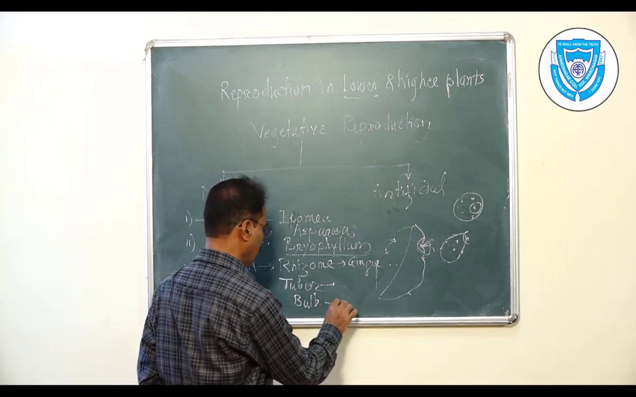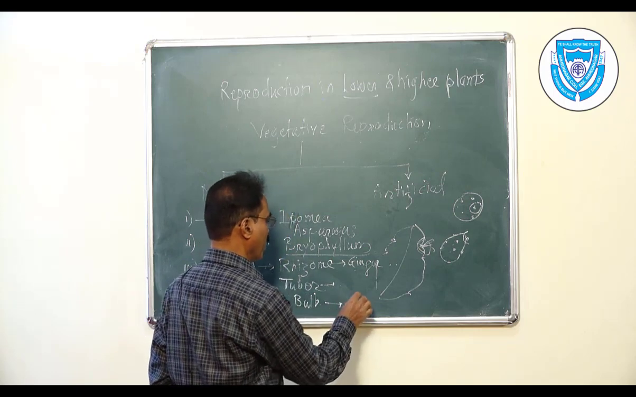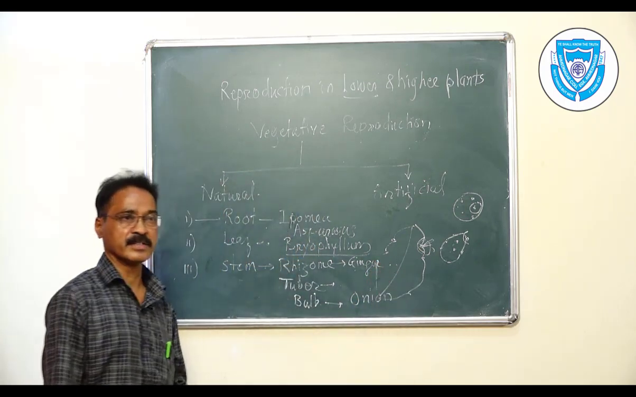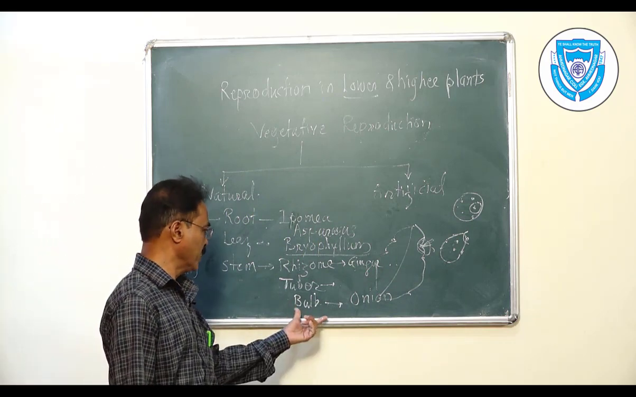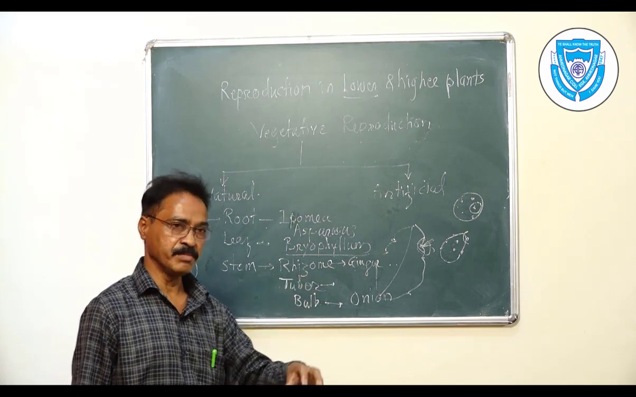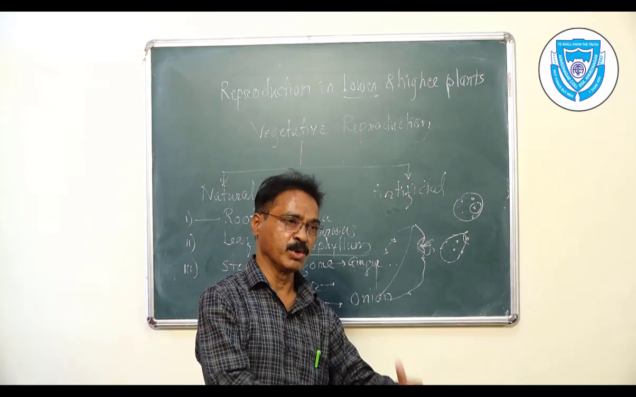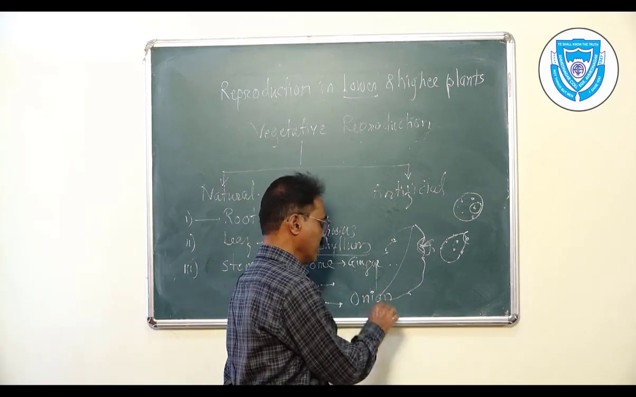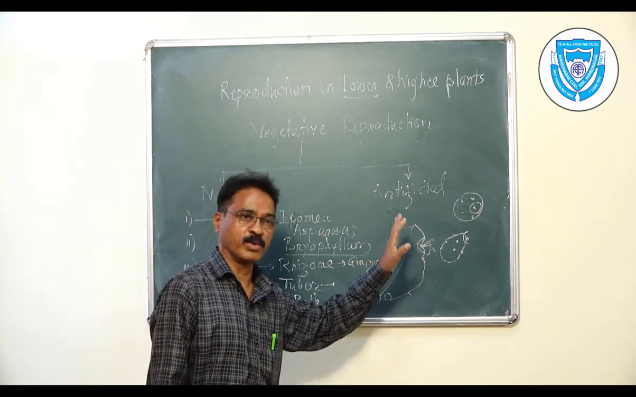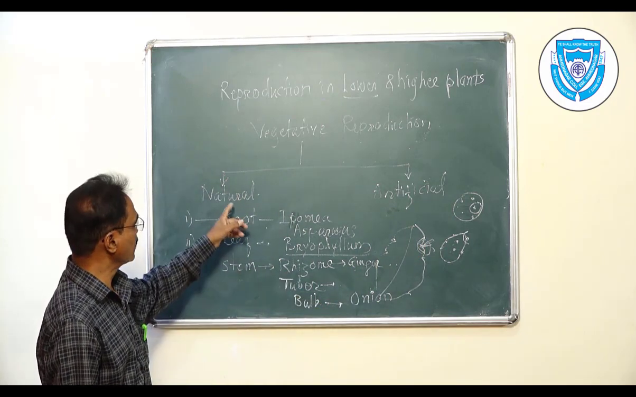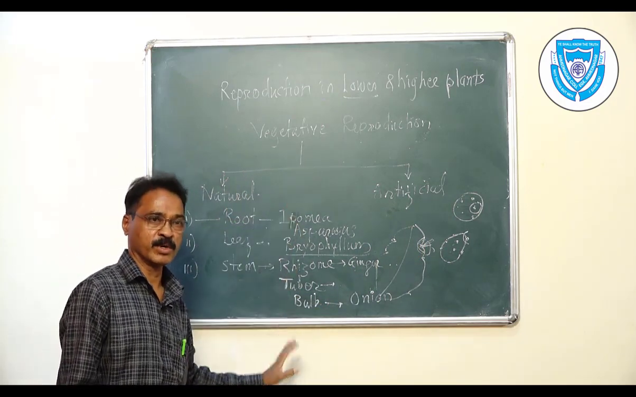And the last one is the bulb, and the best examples are the onion as well as the garlic. So such a type of modification is there of the stem. Actually the total stem and roots are present below the ground, and in the onion, each part can be utilized as a vegetative reproductive method, and hence we have discussed all this. These are the natural types of vegetative reproductive methods.